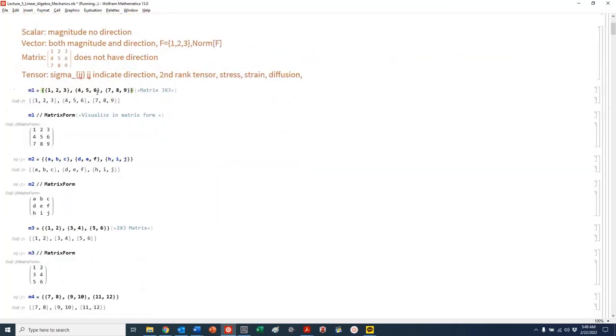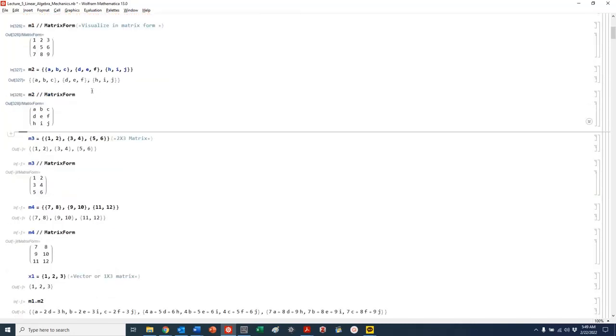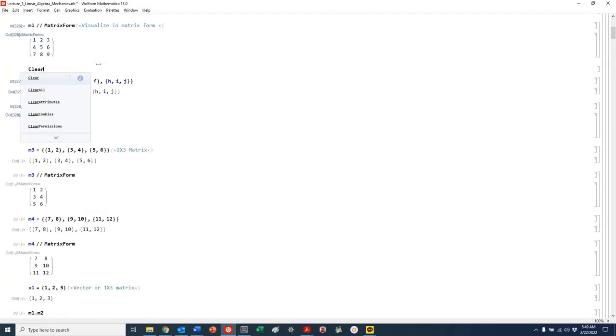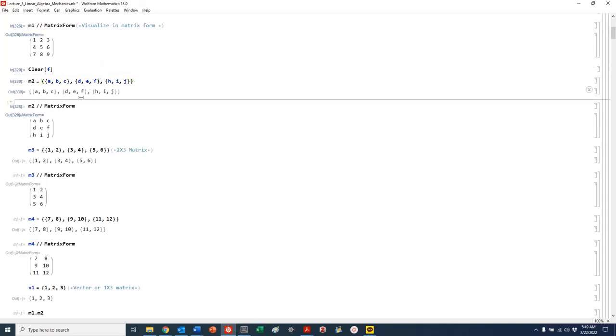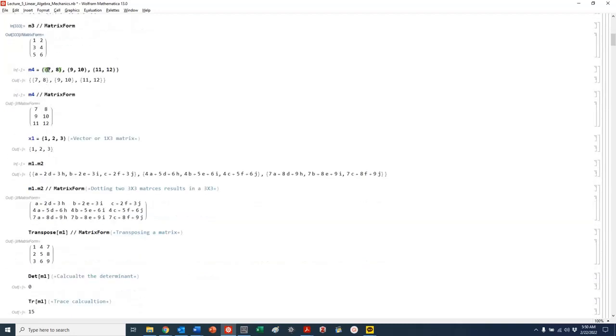So let's start to look at just a matrix. We could look at matrices in matrix form, and we could look at another matrix, again with variables as well. I'm going to clear F, that's bothering me. And I can have a 2x3 matrix. So remember, 2 columns, 3 rows. It's confusing because when we extract values, it's basically rows and then columns. But anyway, we could have M4 as well with values.